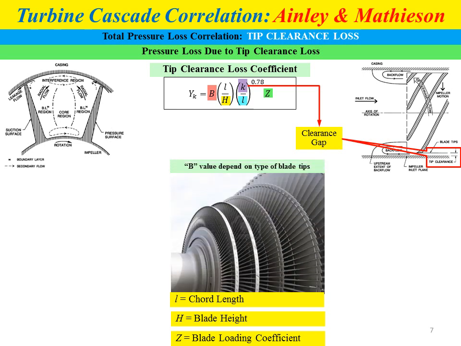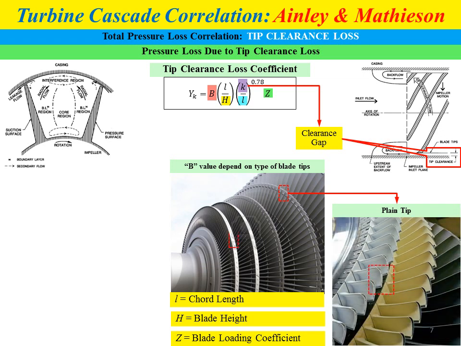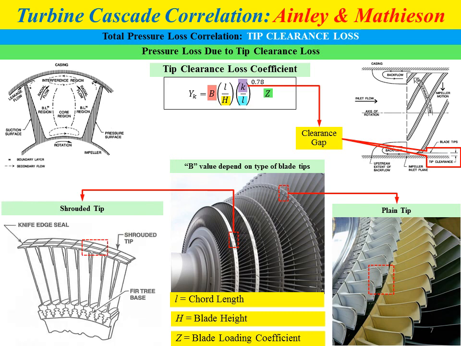The B value depends on the type of turbine blade tips. There are two types of blade tips. First we have the plain tips as shown in the figure, and the second one is the shrouded tips, and the value of B depends on this type of tips. So for plain tips clearance, the value of B equals 0.5, and for the shrouded tips clearance, the value of B equals 0.25.